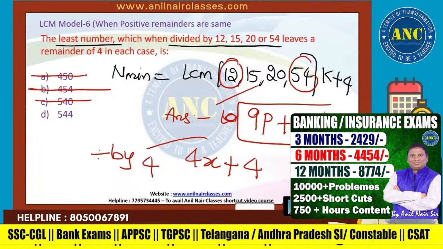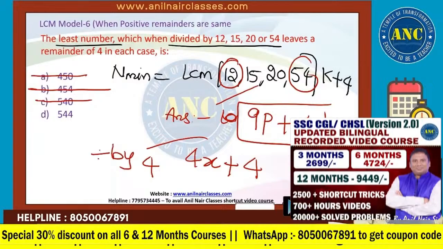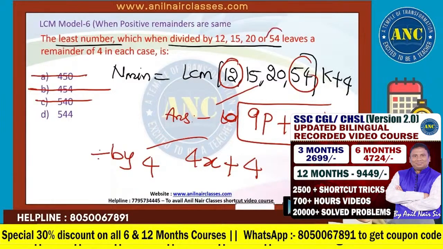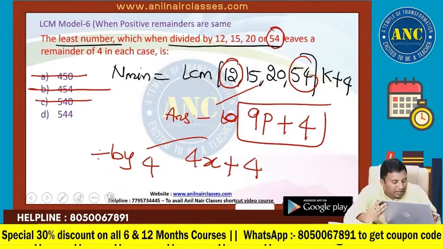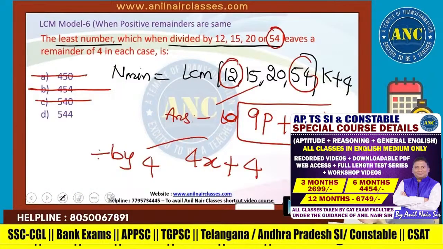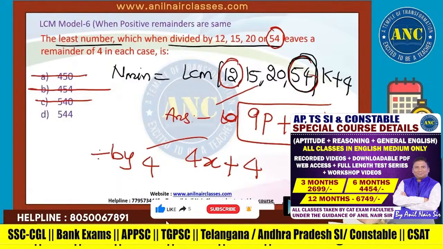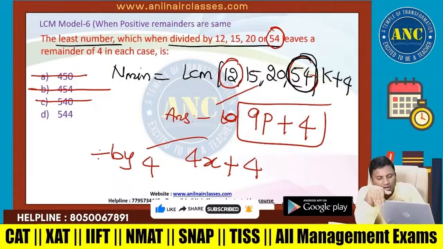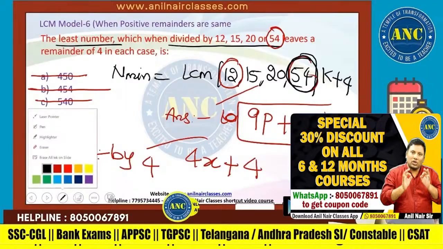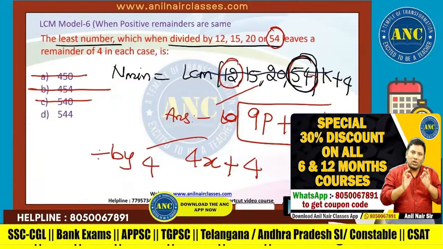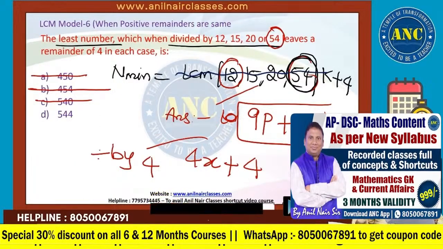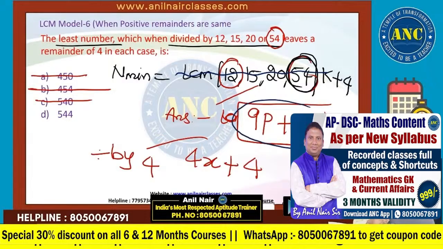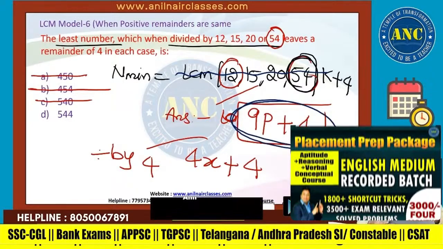544. Again I am explaining. LCM of 12, 15, 20 and 54. The catch in this question is 54. In the 7 a.m. morning class we discussed: if one number's digital sum is 9, the answer's digital sum should also be 9. This entire number's digital sum is 9, so it is 9 into something plus 4.